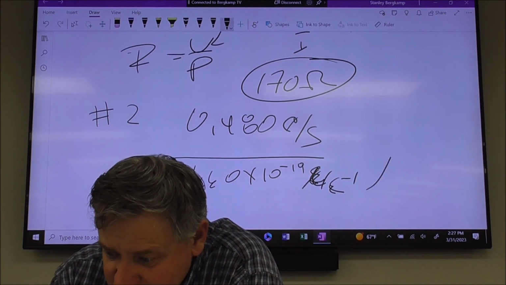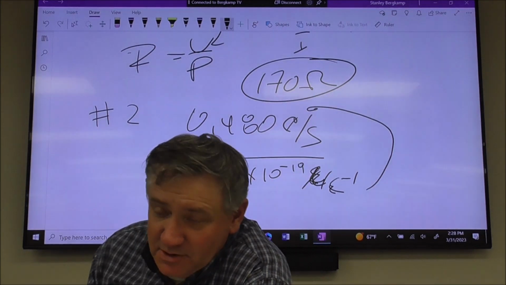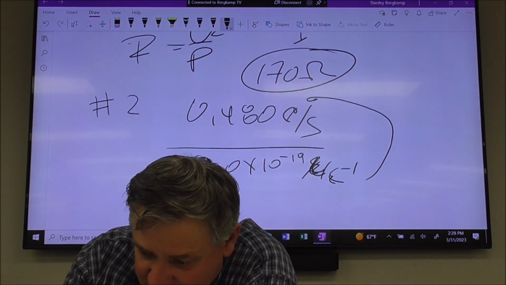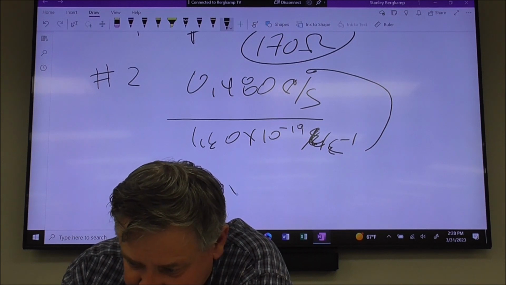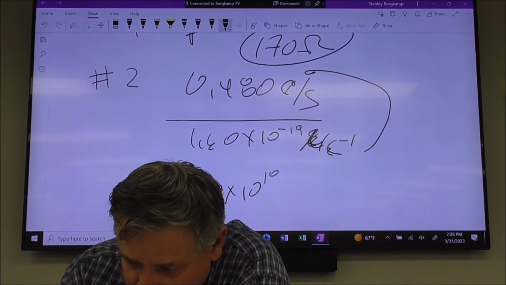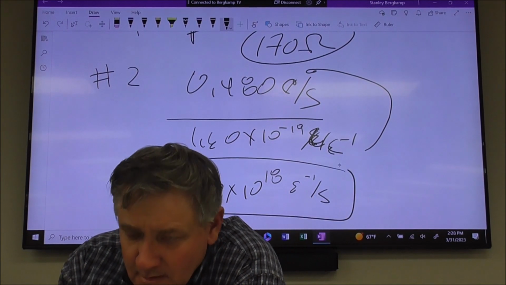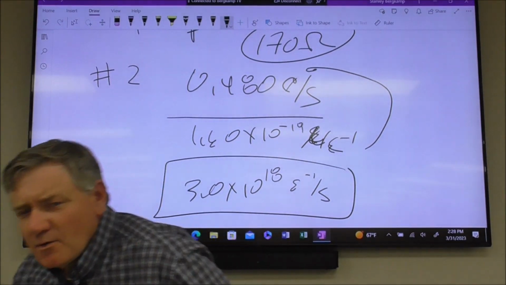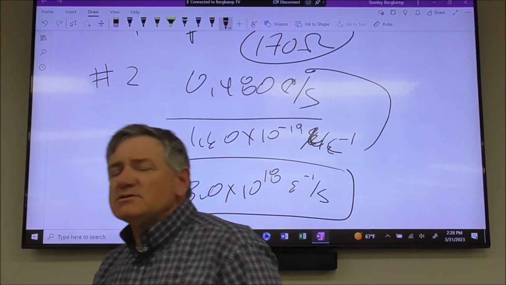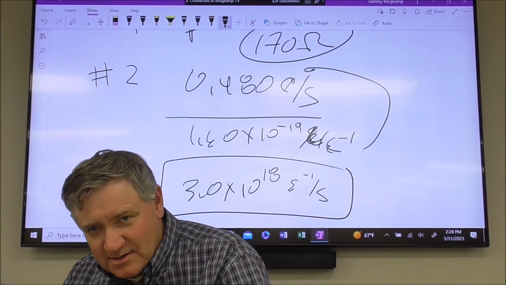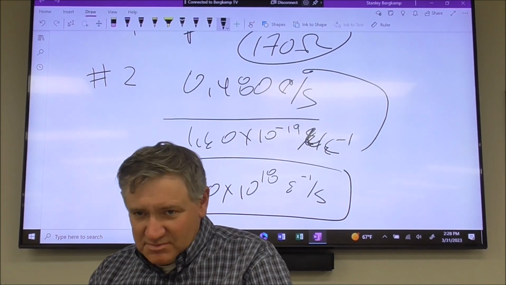Your coulombs cancel out, your electrons flip up, you get electrons per second, and you get 3.0 times 10 to the 18th. Oh wait, I got that too. I said 1 electron volt, one electron, 1.6 times 10 to the negative 19th. Yeah, that's what I did. And so that's where that comes from.